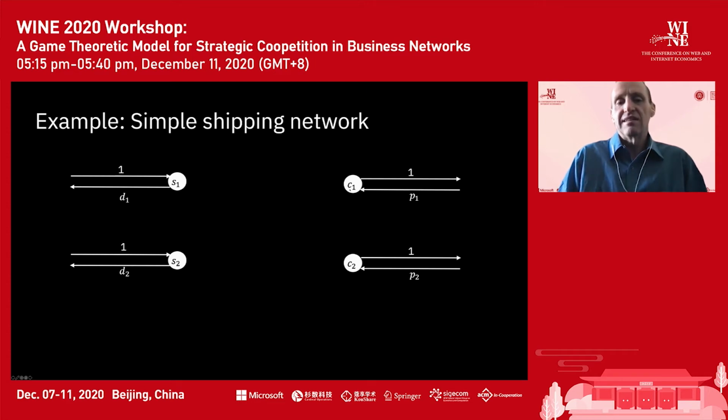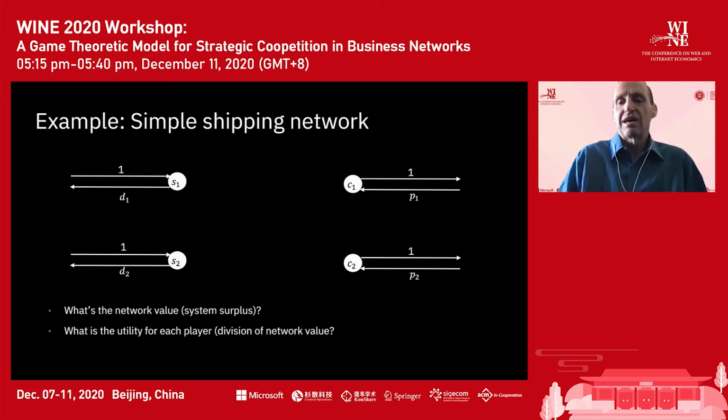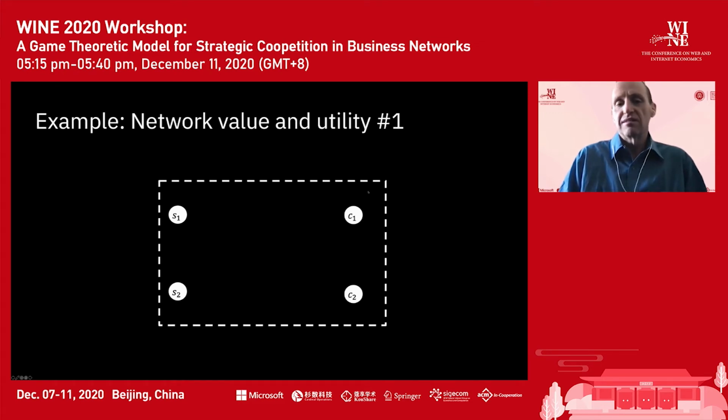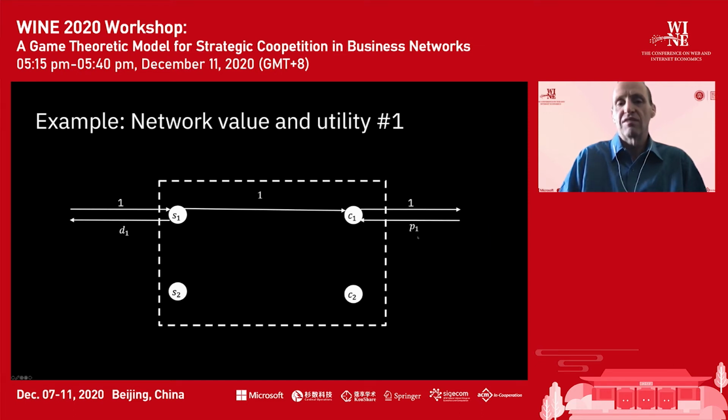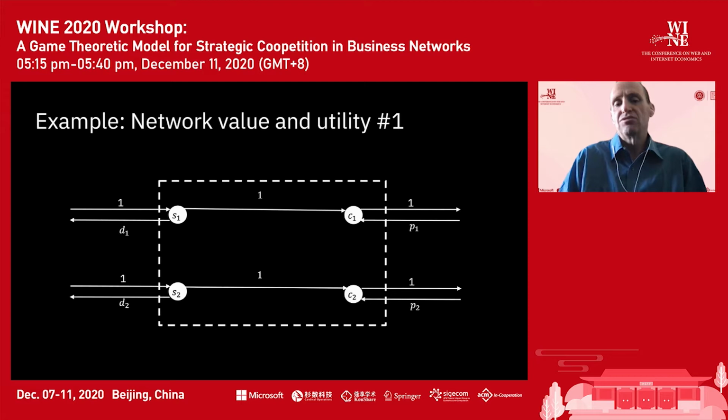Intuitively, these are the four participants in the network, and what we need to define, quantities which I mentioned before, is the network value, which can also be termed the system surplus, and the utility for each player, or how the value is divided between the players. Let us put a little border around the network and say that C1 reaches an agreement with S1 that S1 will do the transportation of the good. For this, S1 will have to pay D1, and once the good is delivered to C1, C1 can sell it for P1 value. Similarly, C2 contracts with S2 for delivering the good. S2 pays D2, and C2 can sell the product for P2.